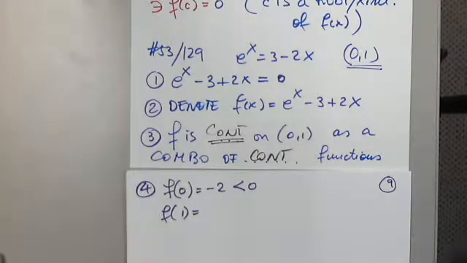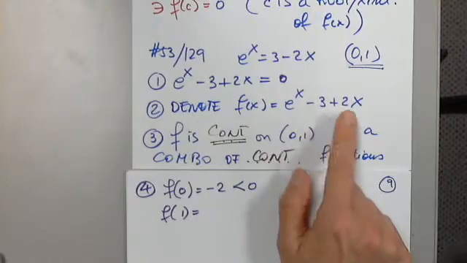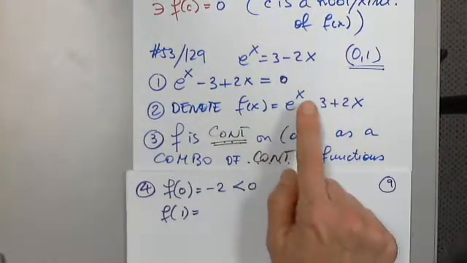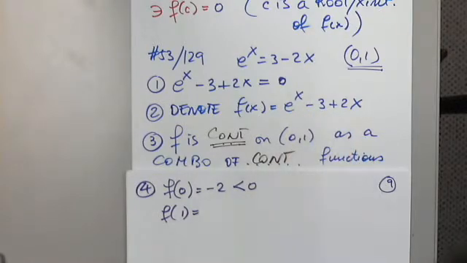I don't need the exact number, I just need a sign. So negative 3 plus 2 is negative 1. E to the first power is 2 point something. 2 point something minus 1 is a positive number. That's all I care about. So what do I conclude now?